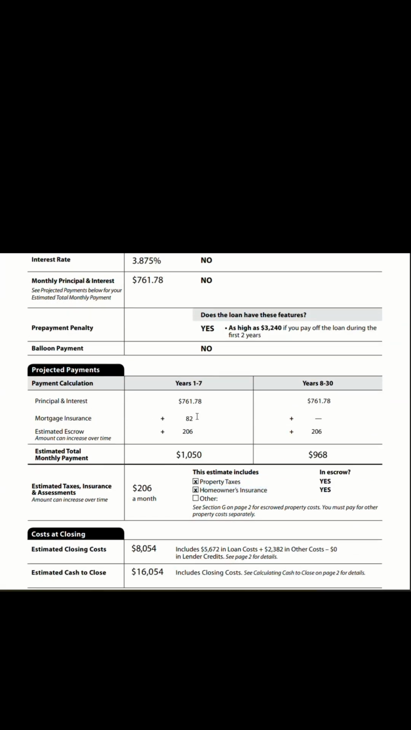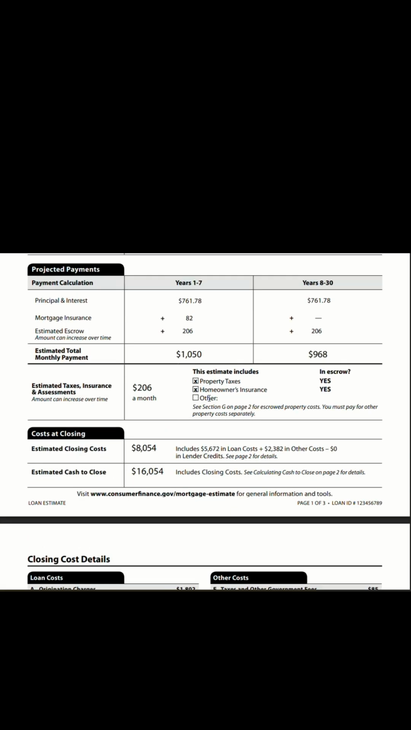If you put more than 20% down, you will not have mortgage insurance. Escrow is property taxes, homeowner's insurance. Sometimes this is more common in condo associations. You'll see homeowners associations that are tied into the mortgage. Typically, though, those HOA fees are separate.